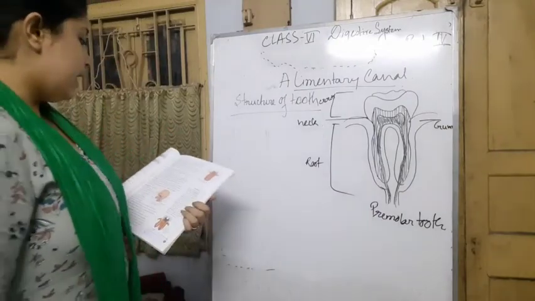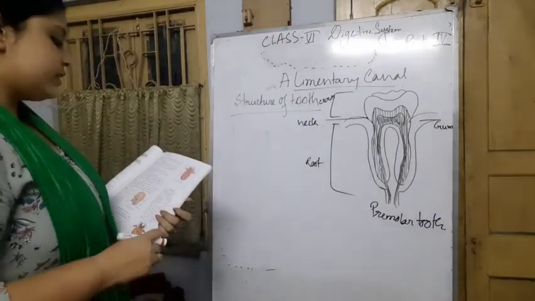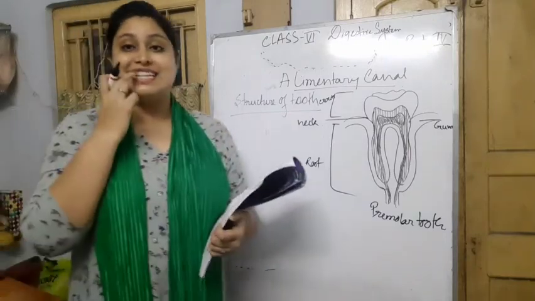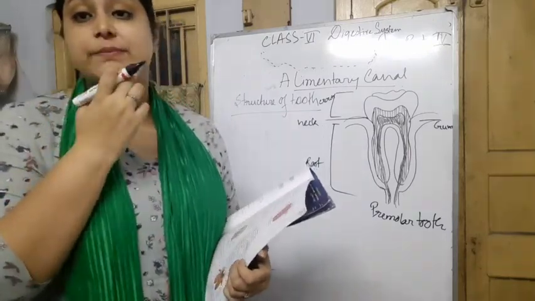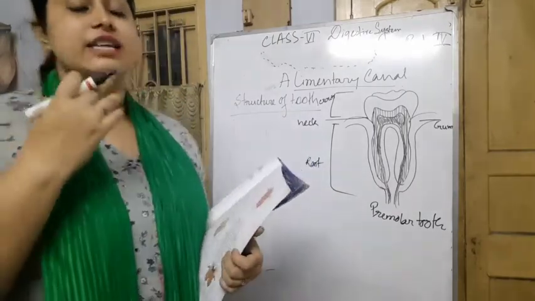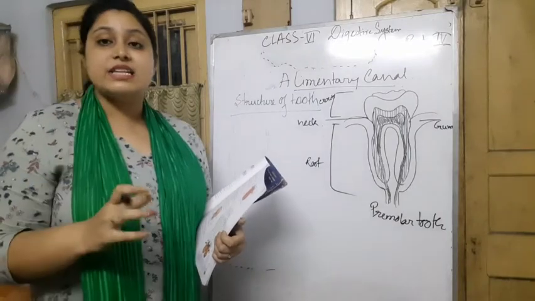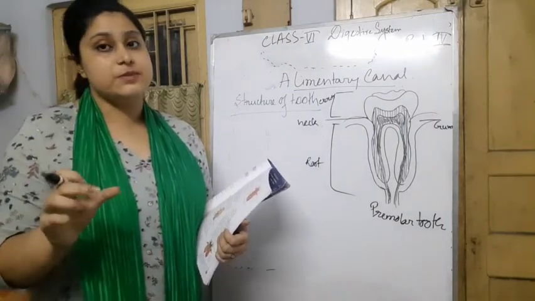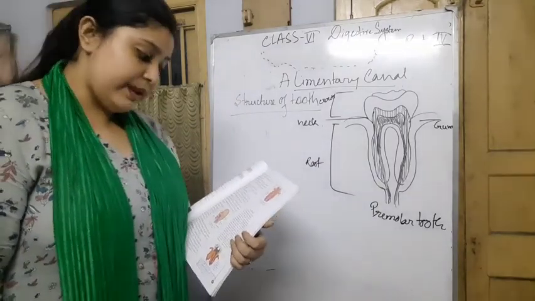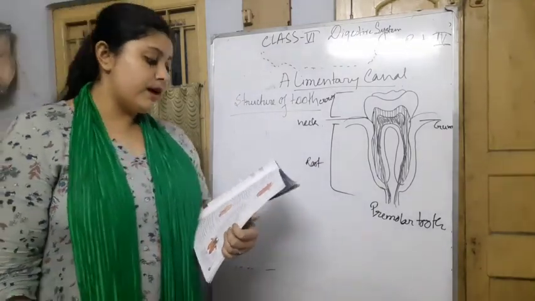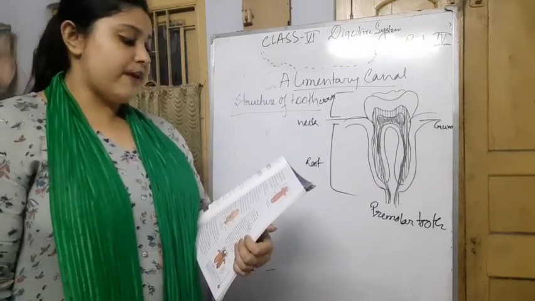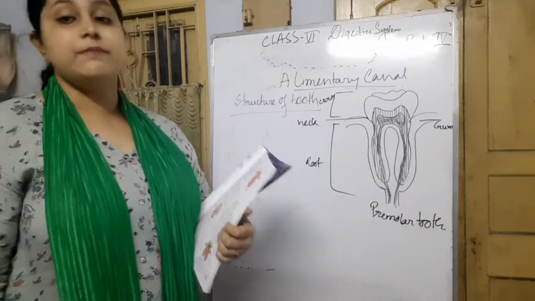The crown is covered with enamel. The enamel is the hardest substance of your body. This part, the whiter part which we can see, is the enamel. Our teeth are actually covered with enamel. That is why it is the hardest part of our body. Beneath this enamel is the dentine, which forms the bulk of the tooth. Beneath this dentine, there is a pulp cavity which contains nerves and blood vessels.